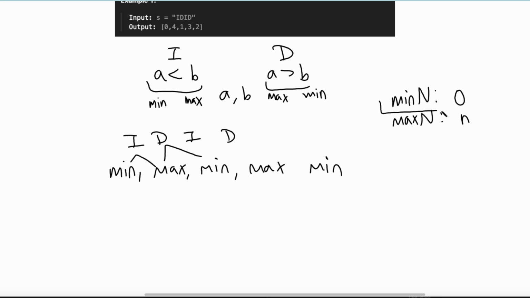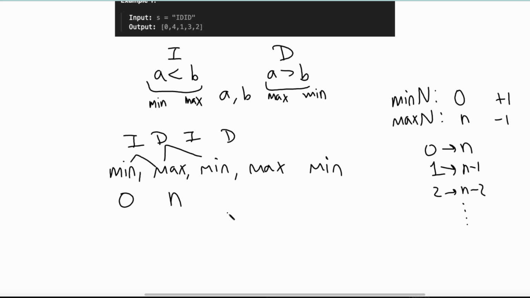So every time we assign a min, we increment n by 1. And every time we assign a max, we decrement it by 1. So we get 0 and n, that's a min-max pair. We get 1 and n minus 1, that's a min-max pair. 2 and n minus 2, etc. So basically, if we apply this in practice, this will become 0, this will become n. And now, min n is 1, and max n is n minus 1.